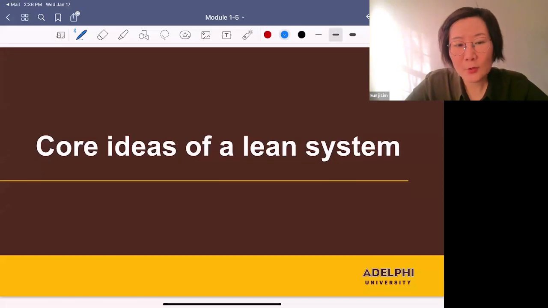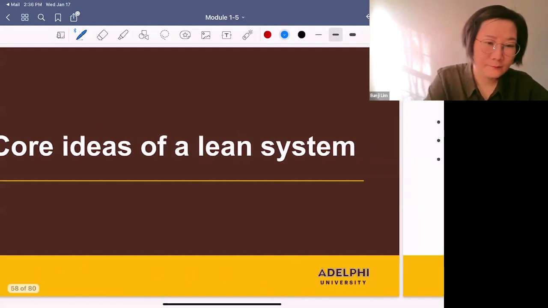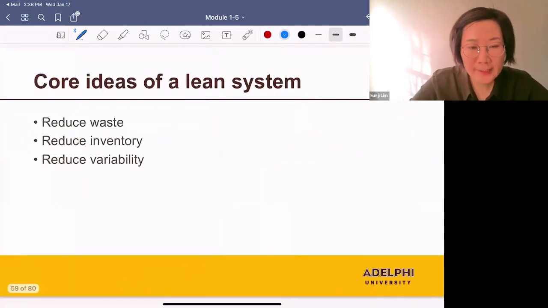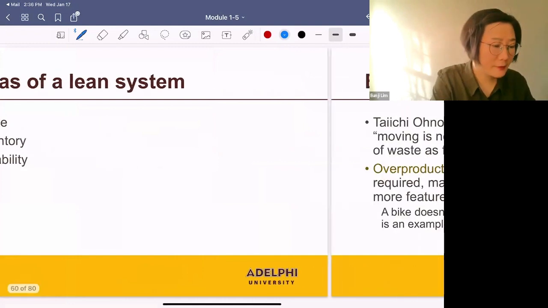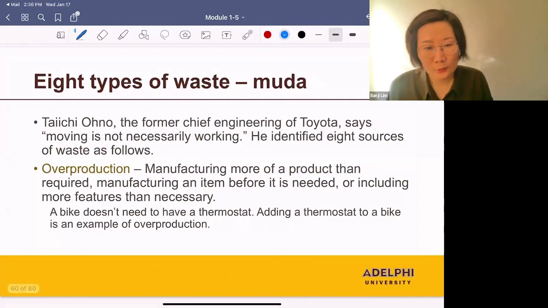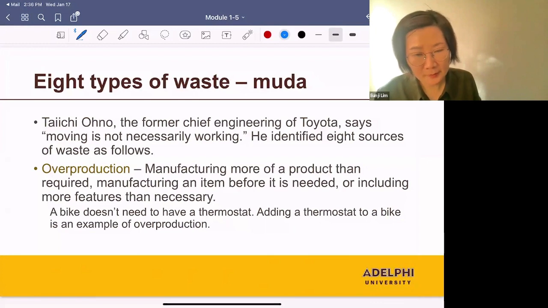Next topic is the core ideas of a lean system. Core ideas of a lean system are reduced waste, reduced inventory, and reduced variability. So the first idea is reduced waste. We'll talk about 8 types of waste.